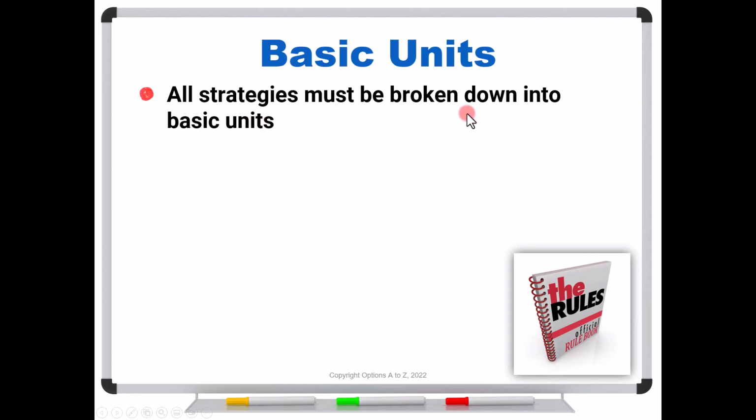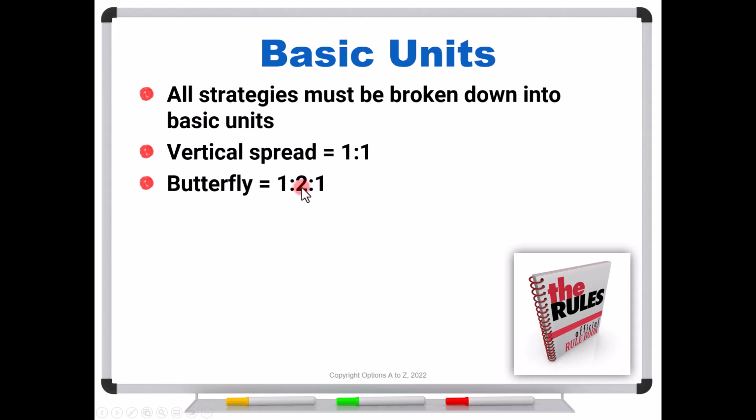So all strategies must be broken down into basic units. What does this mean? There are certain ratios that all strategies are built on. A vertical spread, for example, is always in a 1-to-1 ratio. That means that for every call you buy, there's one that you sell. If you buy 5, you would sell 5. A butterfly spread, on the other hand, is always in a 1-to-2-to-1 ratio, which means you're long 1, short 2, long 1. If you wanted to put on a trade for 2 butterflies, it would be in a 2-4-2 ratio. But notice it's still a 1-to-2-to-1 ratio done twice.